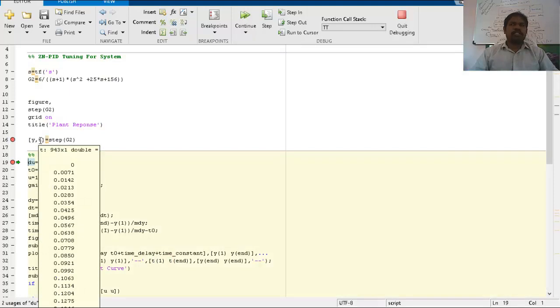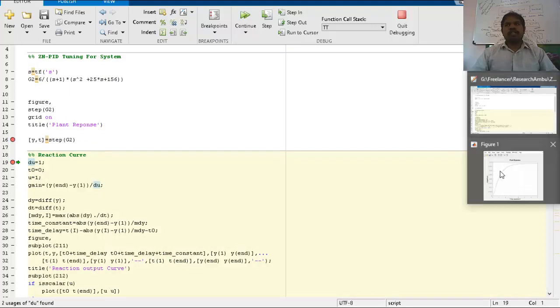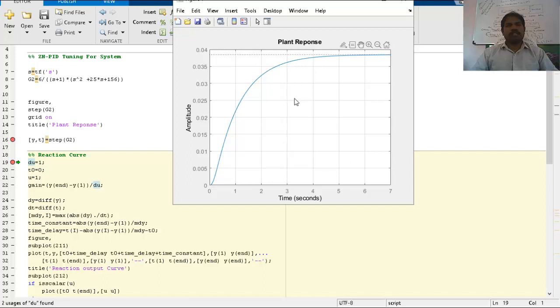Why have we taken these values? Because we already know the graph looks something like this. In Ziegler-Nichols tuning, before tuning the controller, we want to identify the reaction curve. The reaction curve is nothing but the curve from the starting point to the ending point. This means we need to estimate this curve's points.